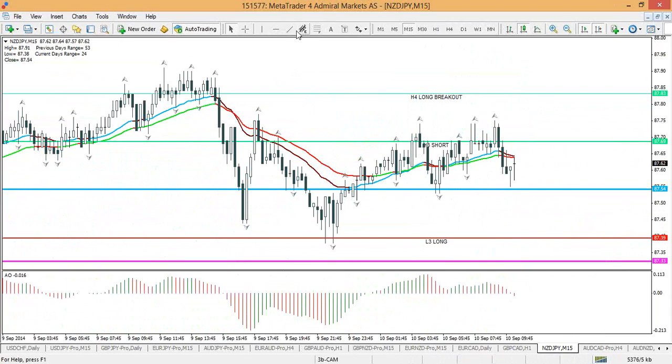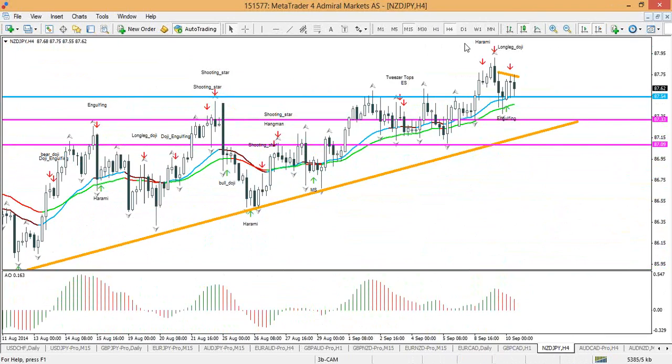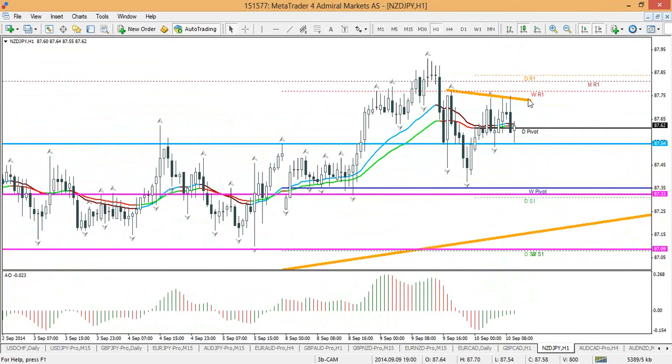The other way of trading it is waiting for a break above here, above H3, for a breakout to the upside. That's another way of doing it. They both have advantages and disadvantages. The obvious advantage of taking it here is better price. The advantage of taking it higher is more confirmation.